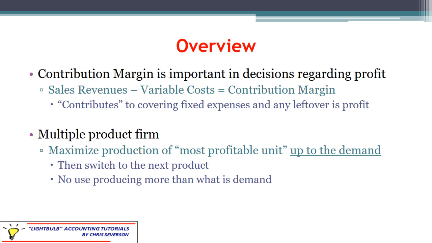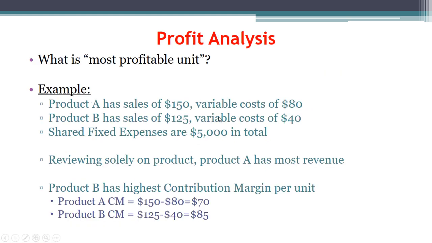So once you hit the demand of that product, and perhaps maybe a little bit extra if you want to keep a little bit of inventory on hand, generally you're going to switch to the next profitable product, and then work up to its demand as well. So again, for our purposes here in managerial accounting, we're going to assume that we stop right at demand and we don't produce any more. So really the question becomes, which product do we start with first? So we're going to talk about that most profitable unit.